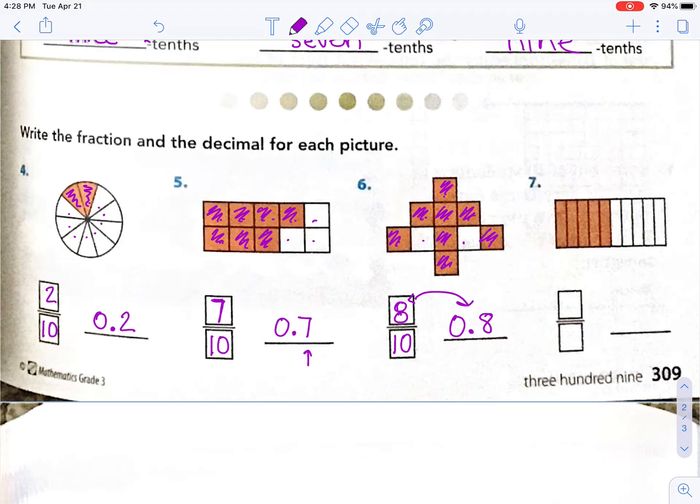Let's count again. I'm guessing there's 10. 1, 2, 3, 4, 5, 6, 7, 8, 9, 10. Yes, we're right. 10 goes in the denominator. Let's see what goes in the numerator. That looks about half to me. I'm going to estimate it's 5, but let's double check. 1, 2, 3, 4, 5.